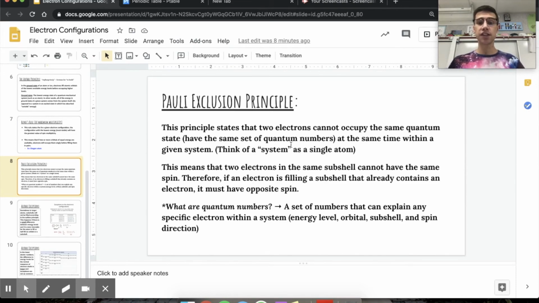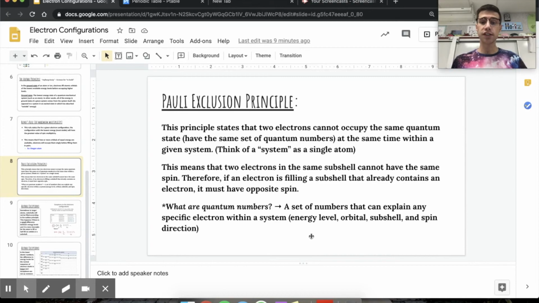So again, the system that we're referring to is a single atom, okay? This means that 2 electrons in the same subshell cannot have the same spin, and we don't know what that means yet, but we'll fill that in just a second. Therefore, if an electron is filling a subshell that already contains an electron, it must have opposite spin, okay? This is important for when we get to examples.